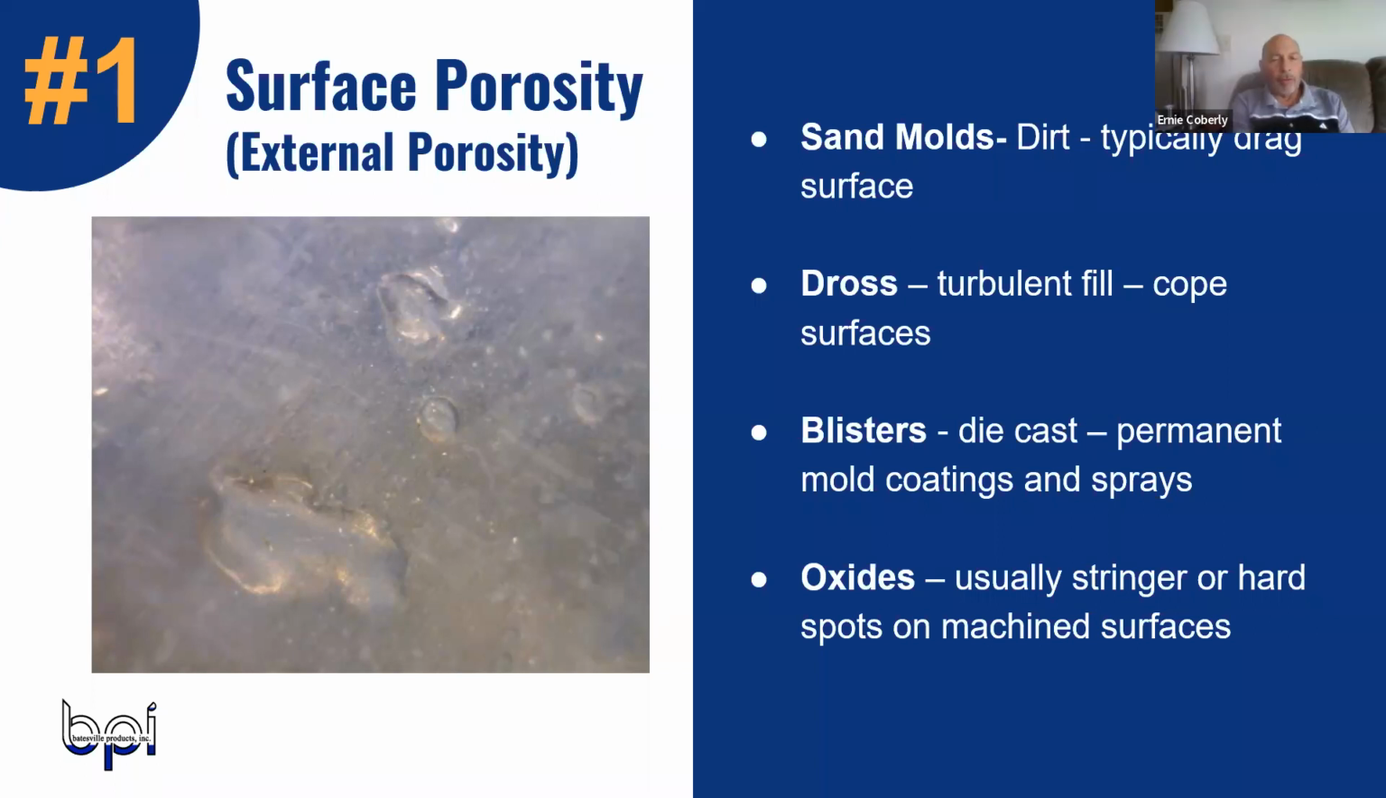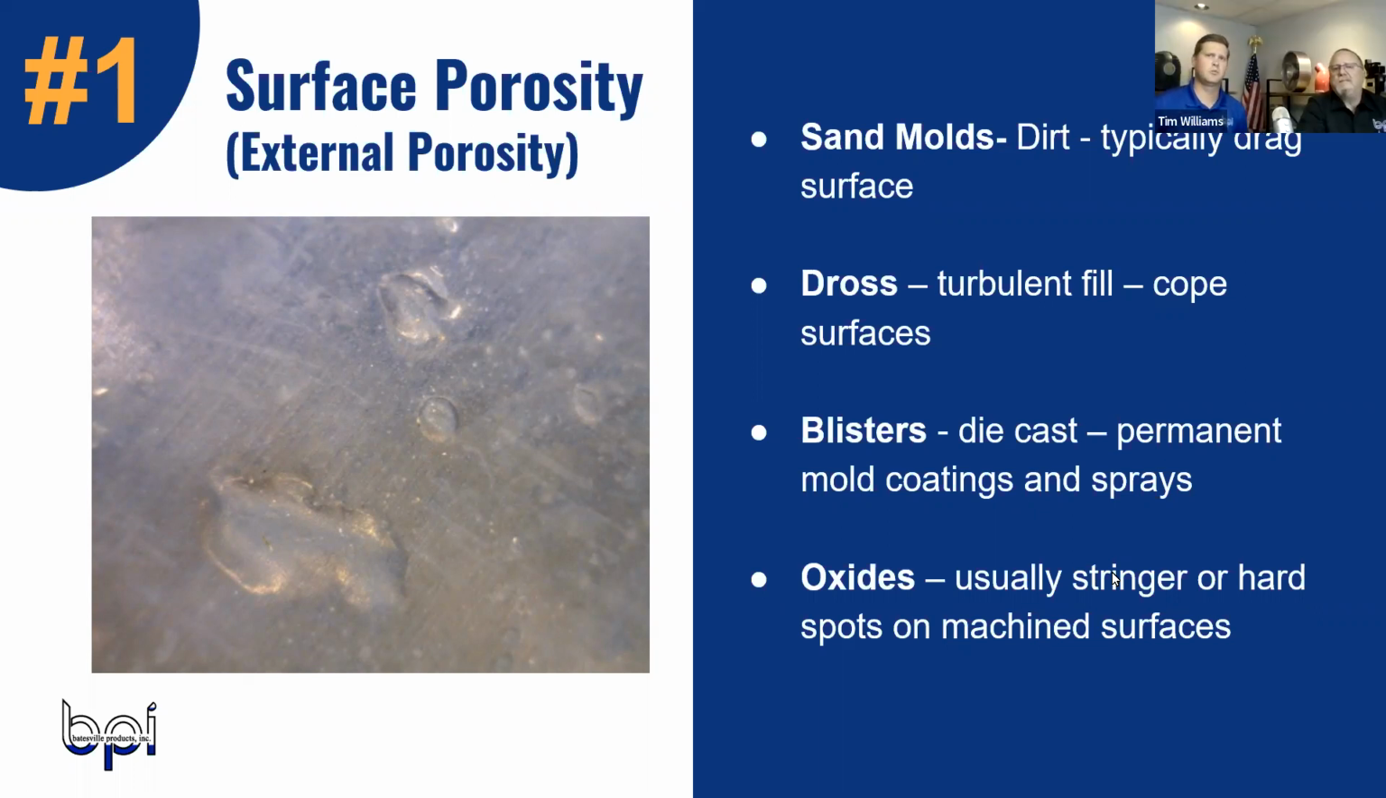Yes, surface porosity primarily just lays on the surface. In sand molds, it tends to be dirt if it's in the cope half of the mold, and then if it's in the drag half of the mold, then it tends to be a dross. Ernie brings up a good point when you're looking at porosity, to look at the location, and that will help you determine what kind of porosity it is.